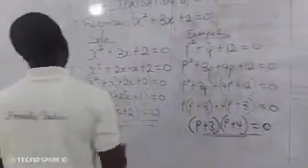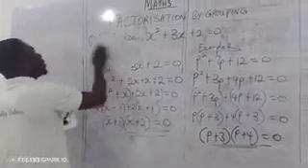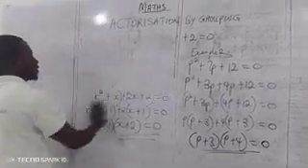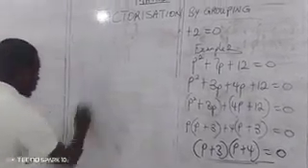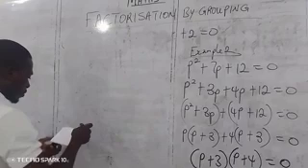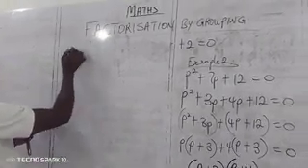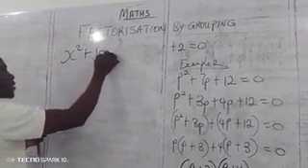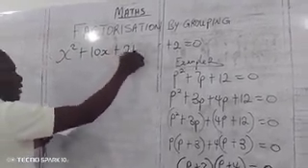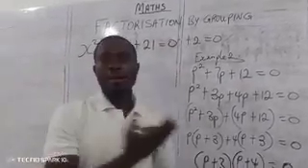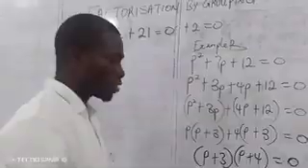So let's solve. Try this one and then put your answer in the comment section. Solve this: x squared plus 10x plus 21 is equal to 0. Please can you try this one and then put your answer in the comment section. Thank you.